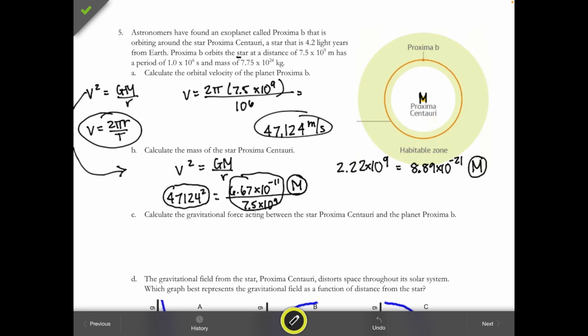So to get m by itself, I'm trying to get rid of multiplication. And the way you get rid of multiplication is division. So I'm going to divide both sides by this 8.89 number. This gives a nice big mass. By dividing by an incredibly small number, the mass must be really, really big. I get a mass in this case of 2.5 times 10 to the 29th kilograms.